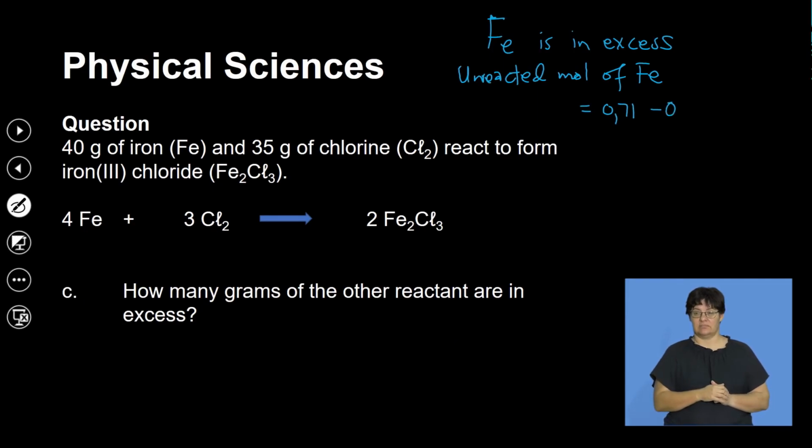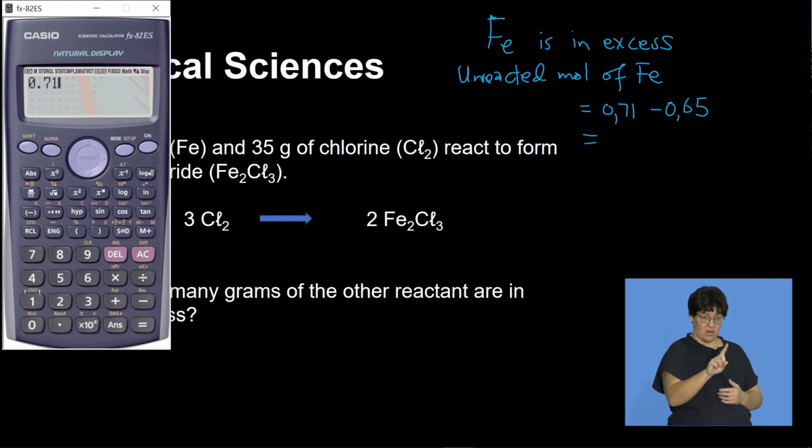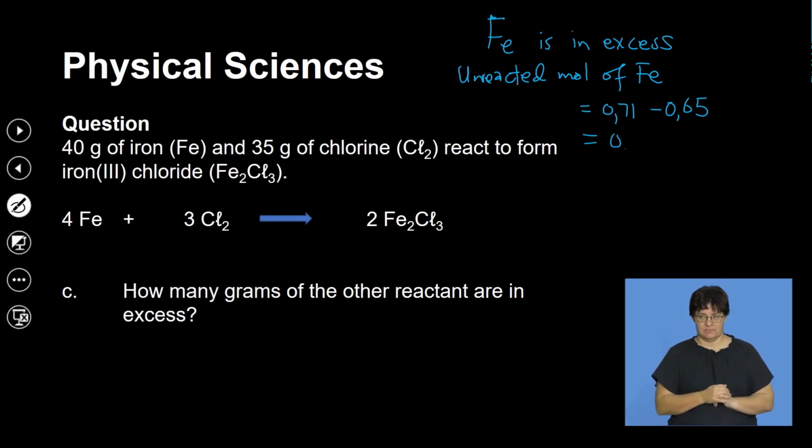If you can quickly go back and confirm, what actually reacts is 0.65 moles. So how many moles are there? We can quickly verify that and say, okay, we started with 0.71. Of that 0.71, only 0.65 of it reacted, okay? We need to subtract that 0.65. So how much is unreacted as a decimal fraction? 0.06, right? So only 0.06 moles are unreacted.